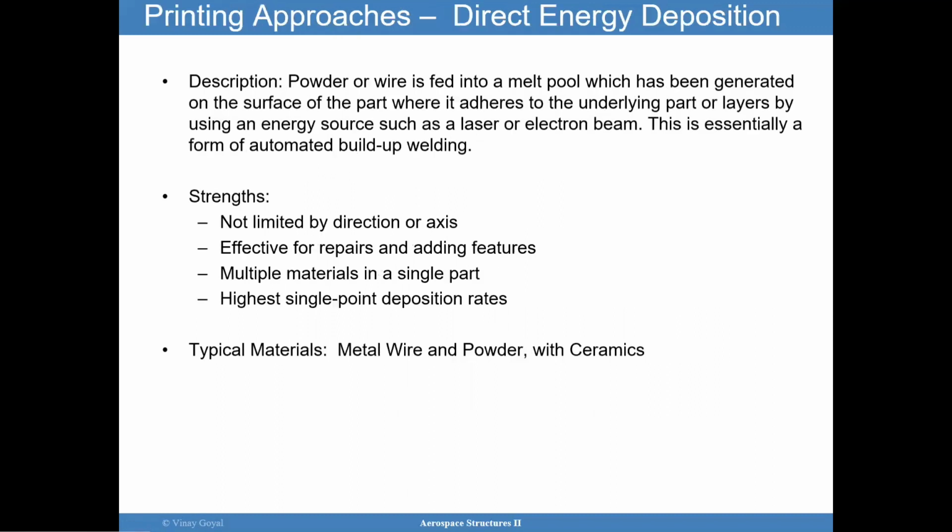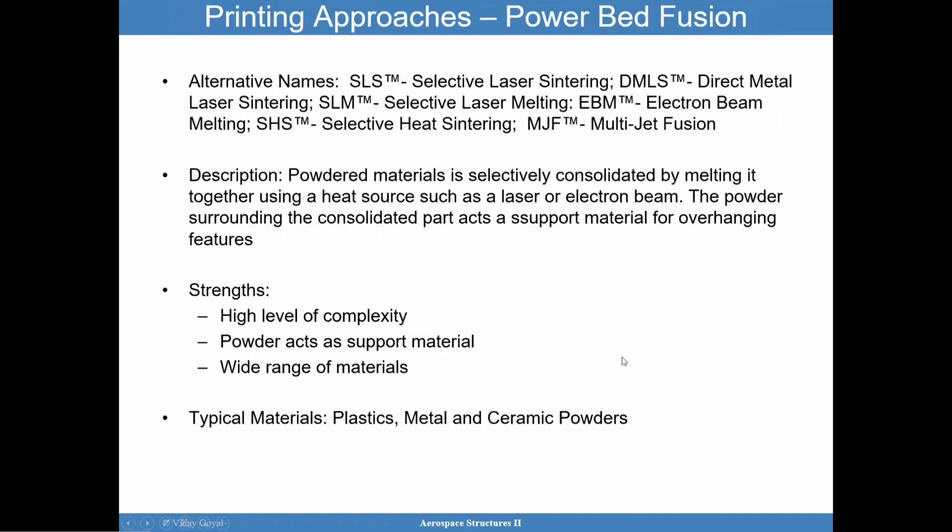And so I continue here going through the direct energy deposition, which is where powder or wire is fed into a melt pool, which has been generated on the surface. And so what you're doing there is the parts will then adhere to the underlying parts or layers by using an energy source such as a laser or electron beam. And so this is essentially a form of automated build-up welding. This is not limited by direction or axis. It's effective for repairs. Multiple materials can be used, and it has high single point deposition rates, and you can use metallic wire or powder with ceramics.